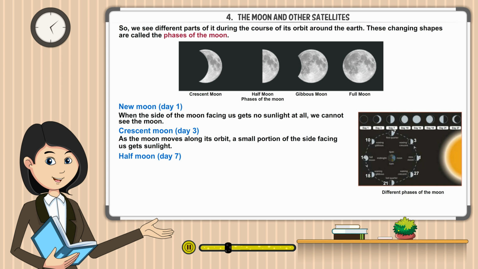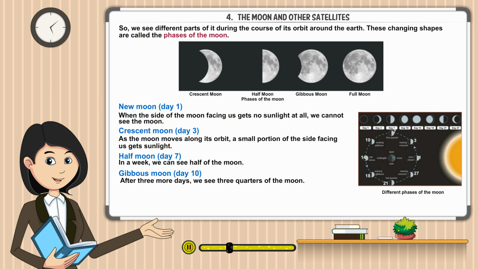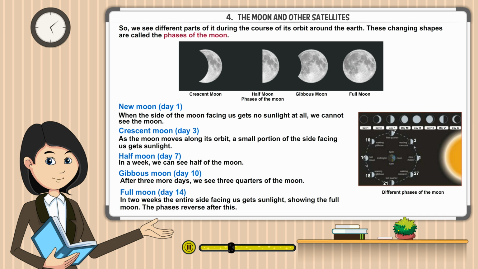Half Moon, Day 7. In a week, we can see half of the Moon. Gibbous Moon, Day 10. After 3 more days, we see 3/4 of the Moon. Full Moon, Day 14. In 2 weeks, the entire side facing us gets sunlight, showing the full Moon. The phases reverse after this.